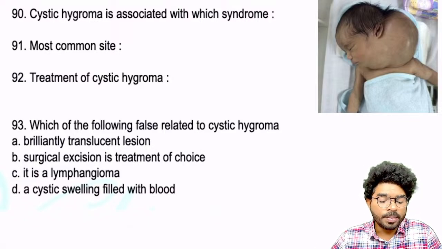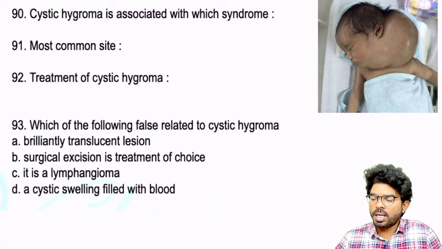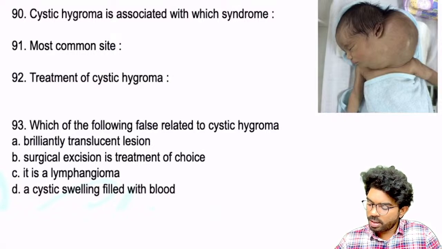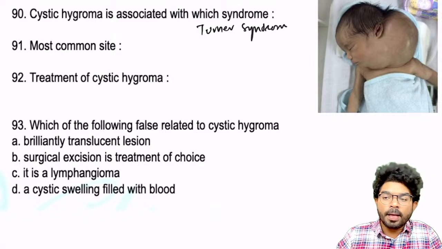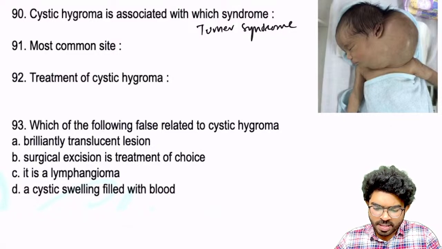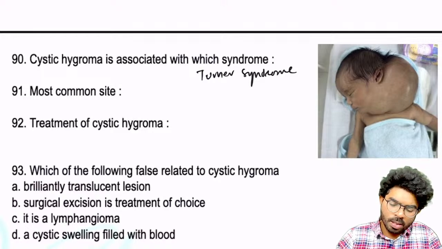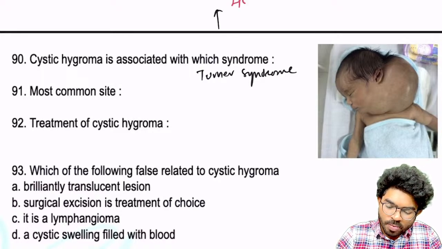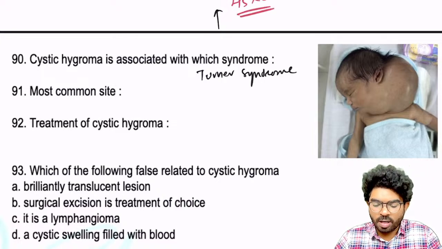The first one is cystic hygroma is associated with which syndrome. It is associated with Turner syndrome, and most of us are familiar with Turner syndrome. So what is the chromosome karyotyping that we give for Turner syndrome? It is 45XO. So what is this 45XO?